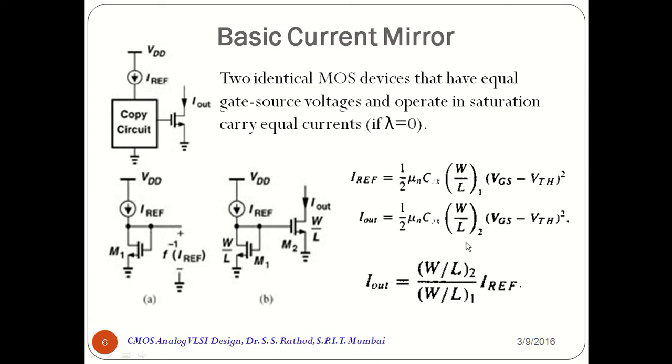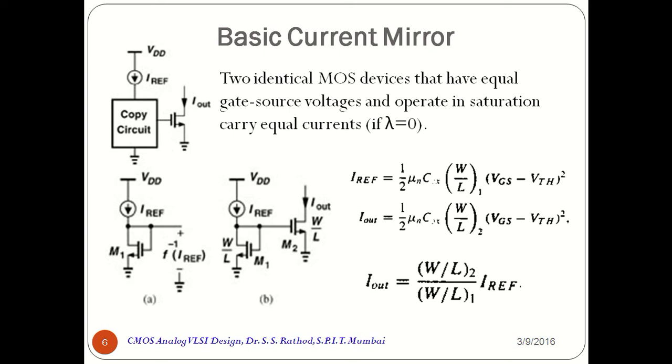Now assuming that mu n C_ox is same for both the transistors and VTH is also same for both the transistors, so we get I out is equal to W by L of 2 by W by L of 1 into reference current. So this is one of the important equations.